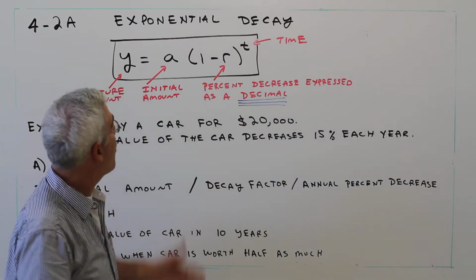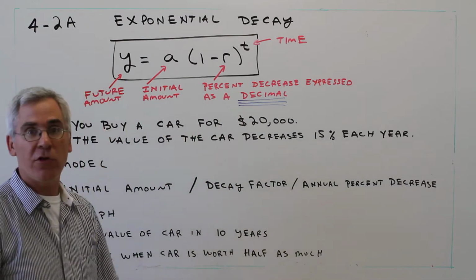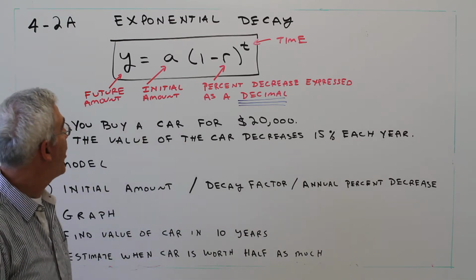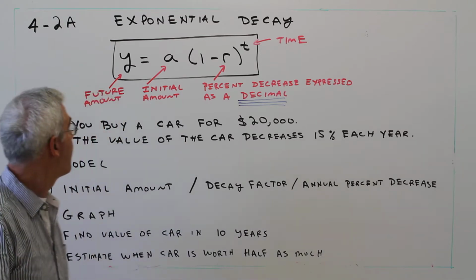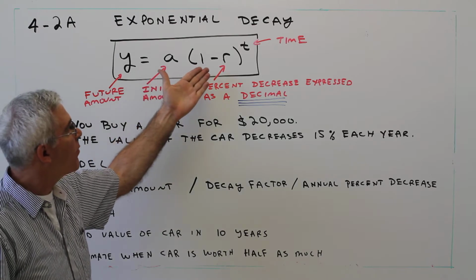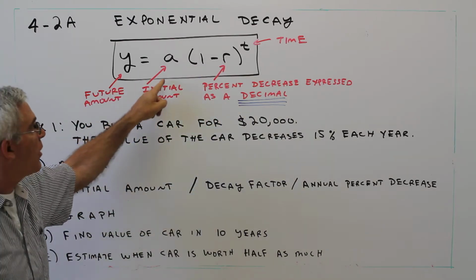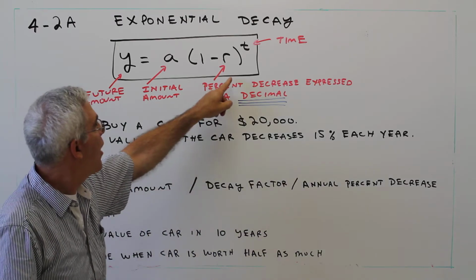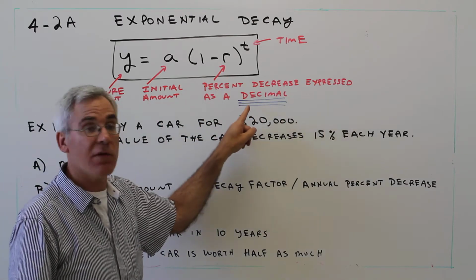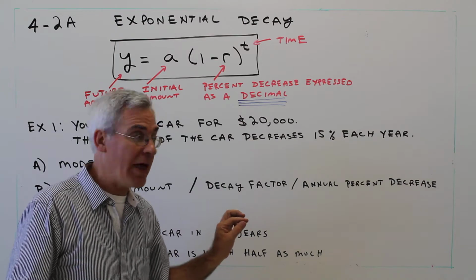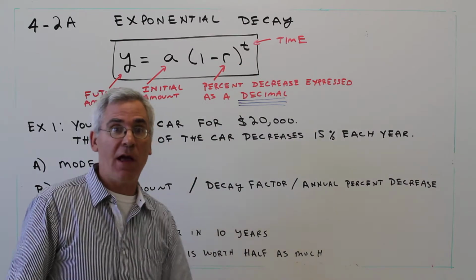This is lesson 4-2a, exponential decay. Here's the general exponential decay model. Y equals a times 1 minus r raised to the t, where y is the future amount, a is the initial amount, r is the percent decrease expressed as a decimal, not a percent, and t is time.